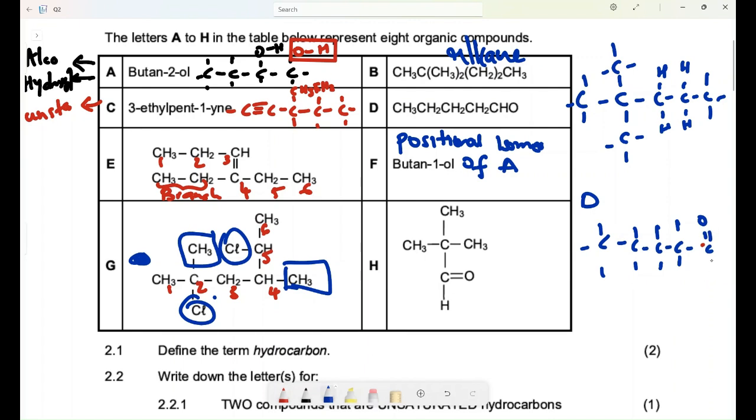So it means now if I redraw this, this is a ketone, sorry, an aldehyde. Why am I saying this is an aldehyde? Because now the functional group, the double bond O, is at the terminal. Remember the difference between aldehyde.